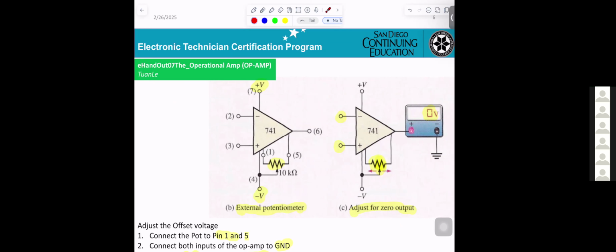Okay. So to adjust the offset voltage, connect the pot to pin 1 and 5. Connect both inputs of the op amp to the ground, and if you connect the meter and it's not zero, then you need to adjust this pot. Make sure you get zero.